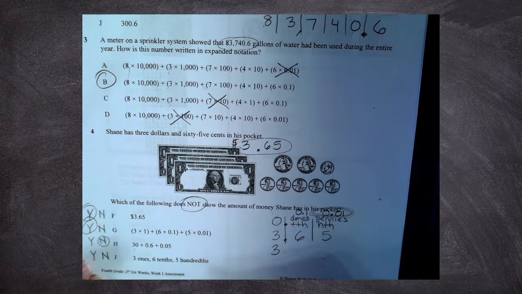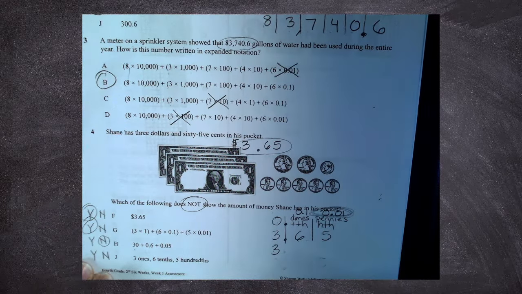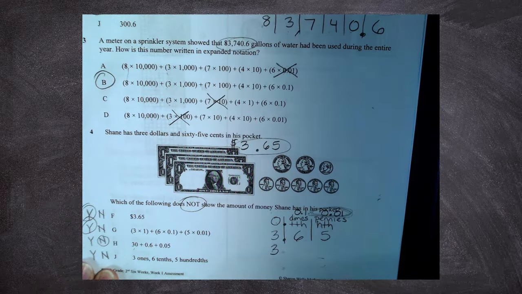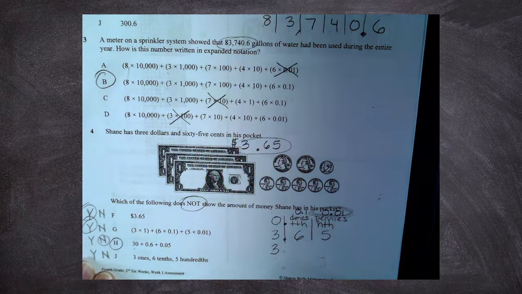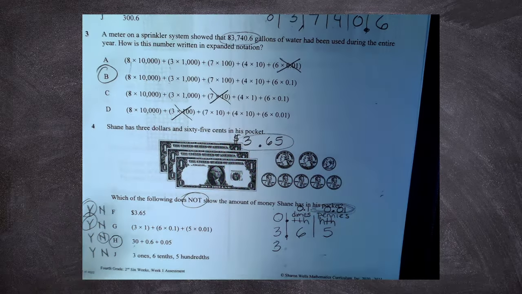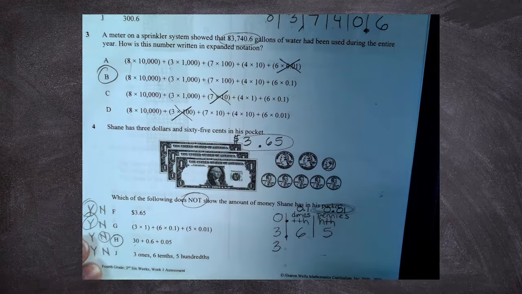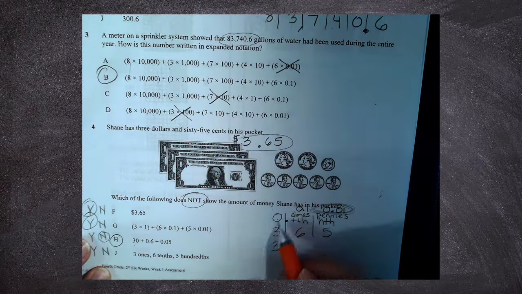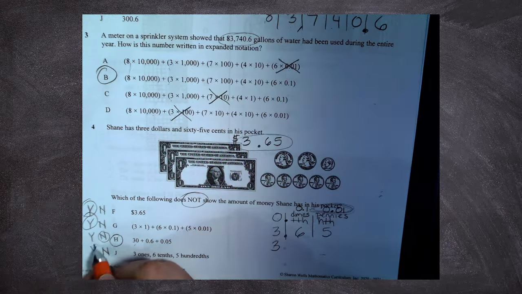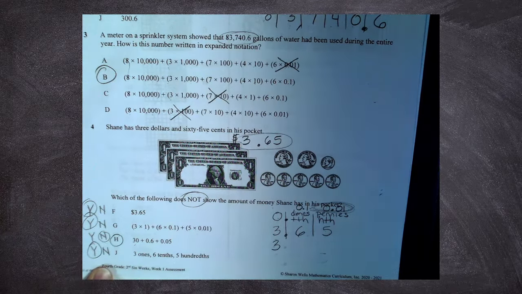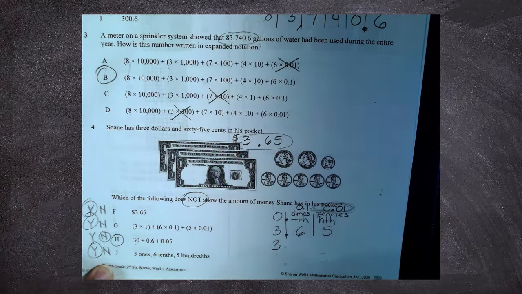So it's the right answer because the question asks which amount does not show a way that it could be written. Yeah, so answer H is the right answer. If I look at J, they did everything correctly. 3 ones, there's a 3 in the ones place. 6 tenths, the 6 in the tenths place. 5 hundredths, 5 in the hundredths. So the only one that messed anything up was H.